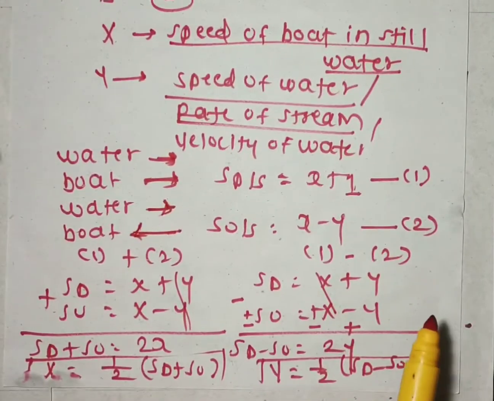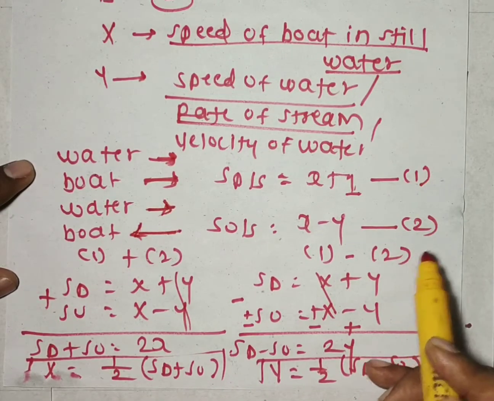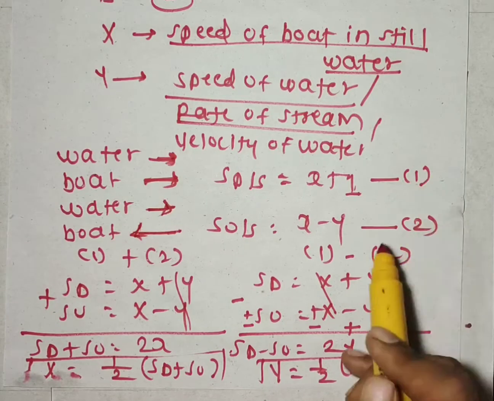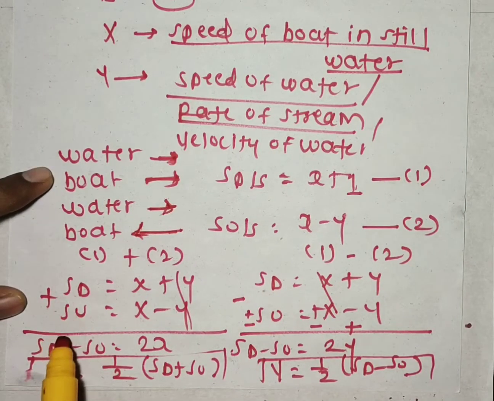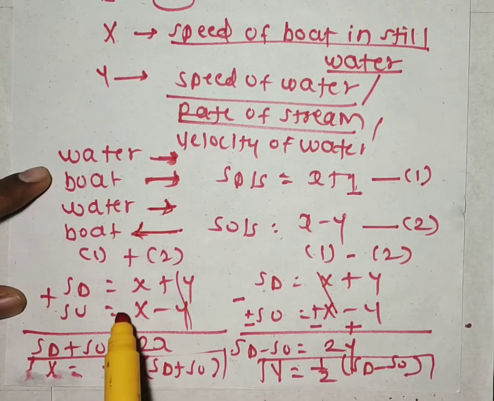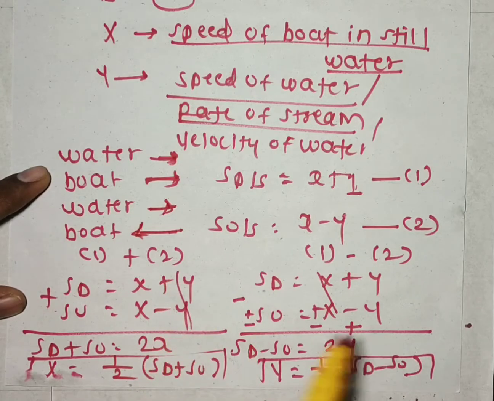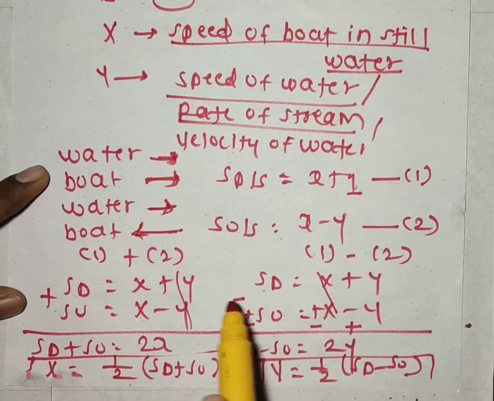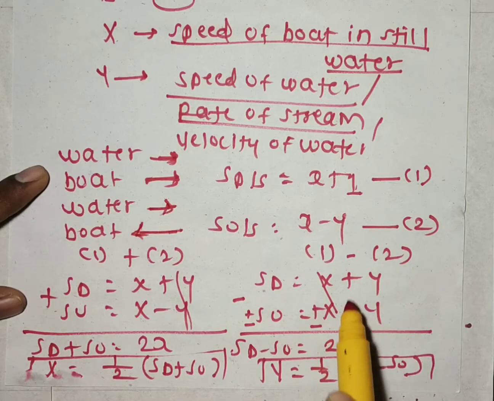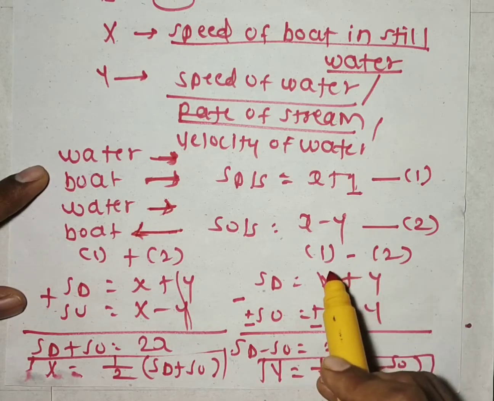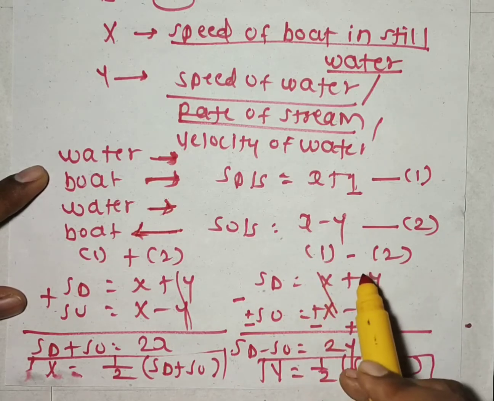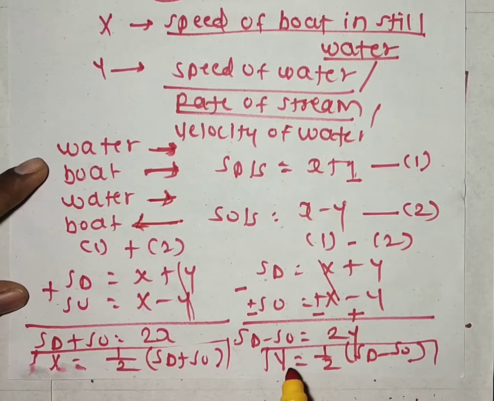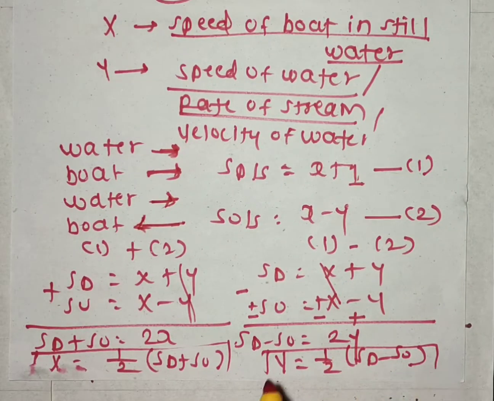Then I add these two equations and subtract them. By adding, I get sd plus su is equal to x plus x, 2x; plus y minus y gets cancelled. So x is equal to 1 upon 2 of sd plus su. And for sd minus su, as we are subtracting, this plus x will become minus x and this minus y will become plus y. So plus x minus x gets cancelled, and plus y plus y is 2y. So y is equal to 1 upon 2 of sd minus su. On these two equations we have to work on boats and streams.